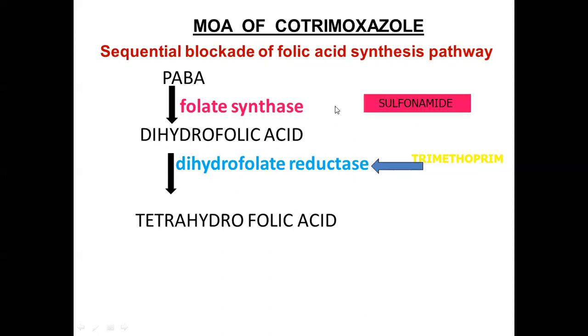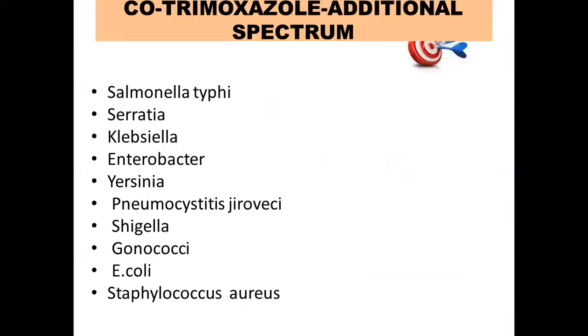Now this sulfonamide you already know will inhibit the first enzyme. Trimethoprim inhibits the second enzyme in the pathway of folic acid synthesis. So you're seeing a sequential blockade of folic acid synthesis. So once the folic acid is not there for the bacteria, all the metabolic reactions will suffer and it will end up in the death of the bacteria.